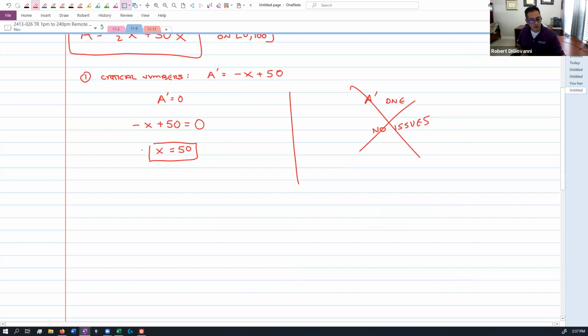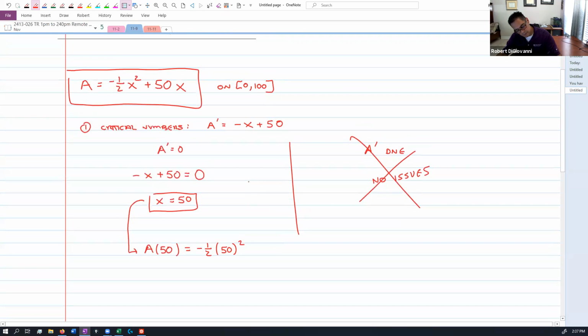All right, so now what we do is we take this and plug it into the function. I would like to know the area when we plug 50 in for x. So go to your area function. It was -1/2 50 squared plus 50 times 50. So all I'm doing is plugging x in here to my area. And I believe we are going to get 1250, aren't we? Someone do that. 2,500 minus 1250. Yeah, it's 1250.